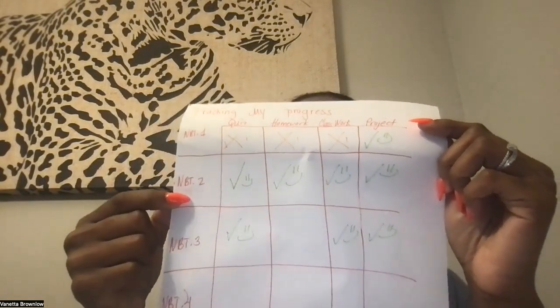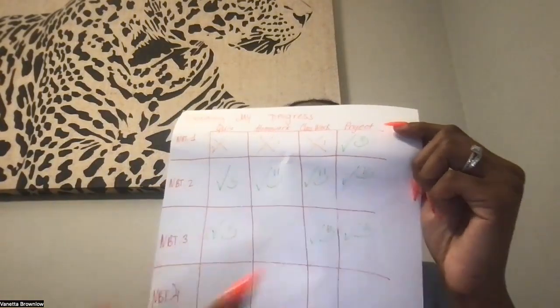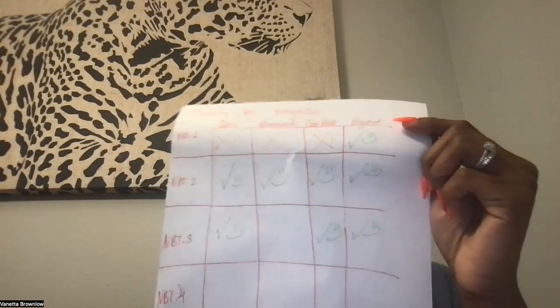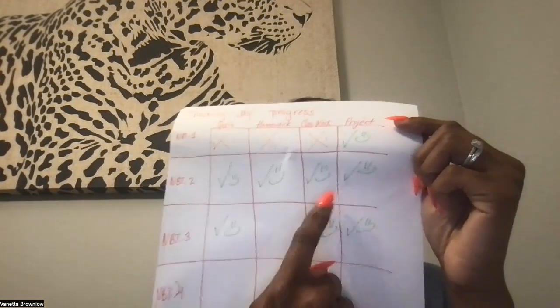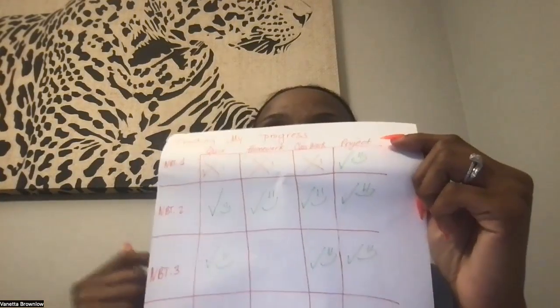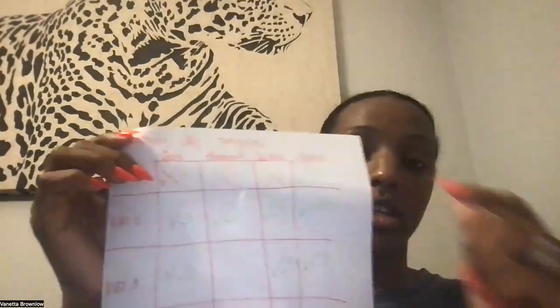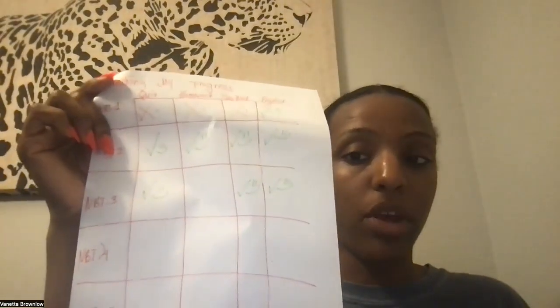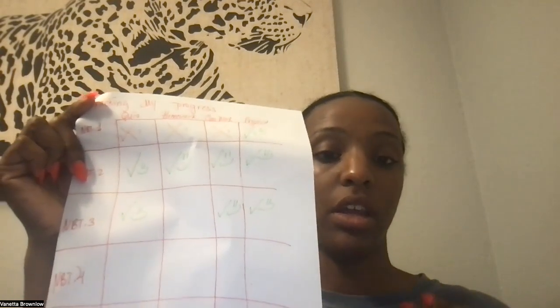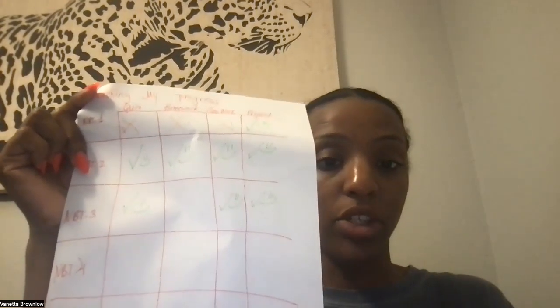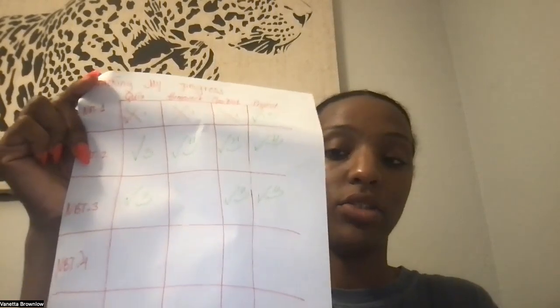However, if you look at the next standard here, NBT2, she has mastered that standard. She has all check marks, all happy faces. She completed the quiz, she mastered it. Homework, she mastered it. Classwork, she mastered it. Project, she mastered it. So that's good. I don't need to go back over that standard with that particular student. She's doing really well with that standard. That gives me an idea of how she's done, and it gives her an idea of what she's done and how she's done in class as well.